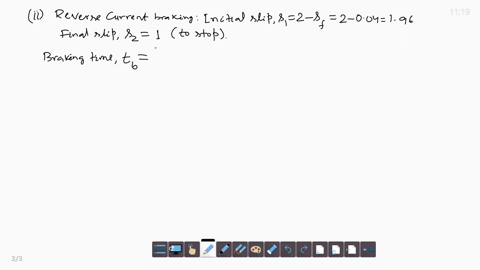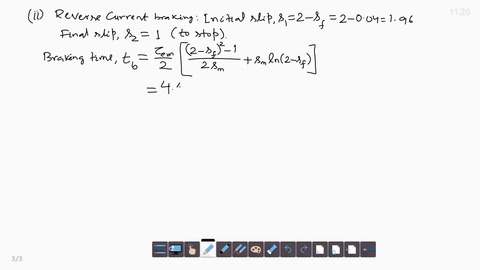Braking time is tau em by 2 into (2 minus sf) square minus 1 divided by 2 sm, plus sm ln (2 minus sf). You see 2 minus sf is 1.96 and sm is already obtained, and tau em is obtained. So, using these substitutions, braking time can be determined. You can find out it is coming to 4.1 second.